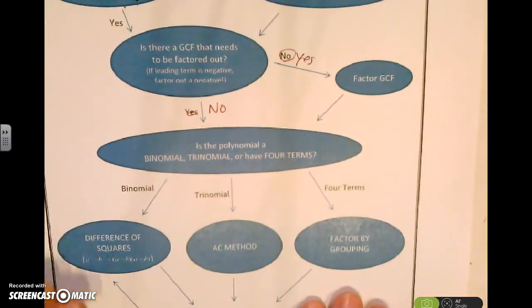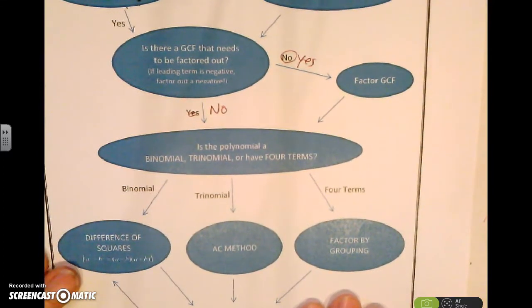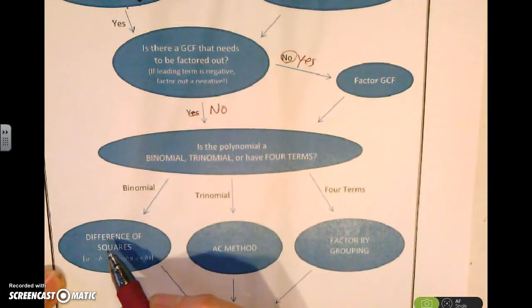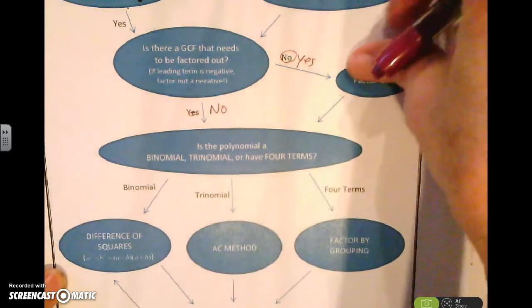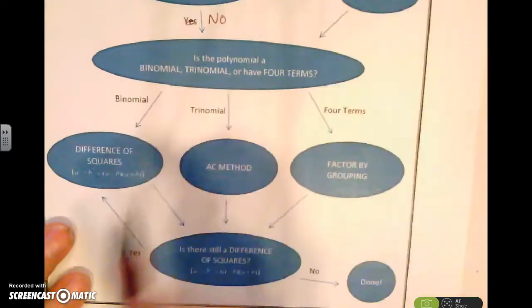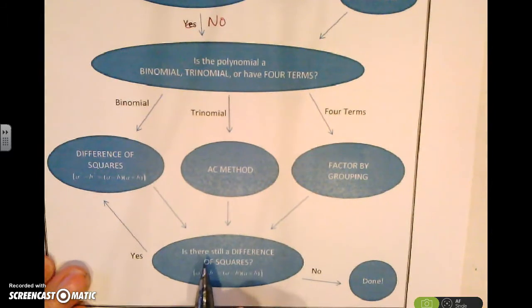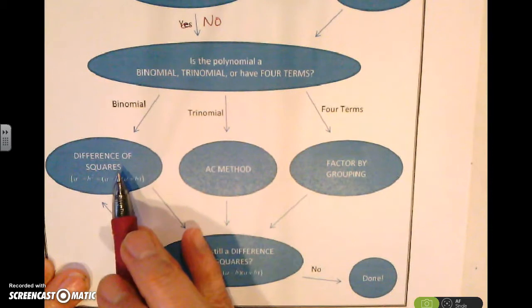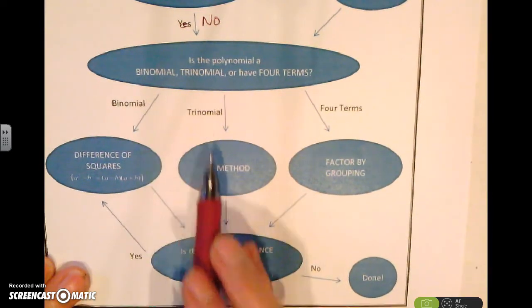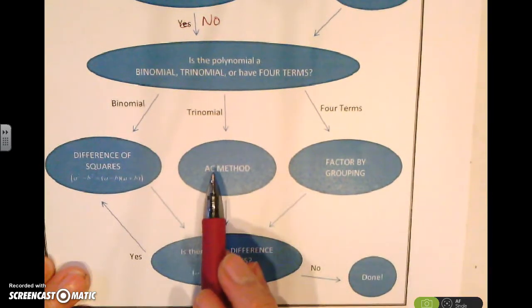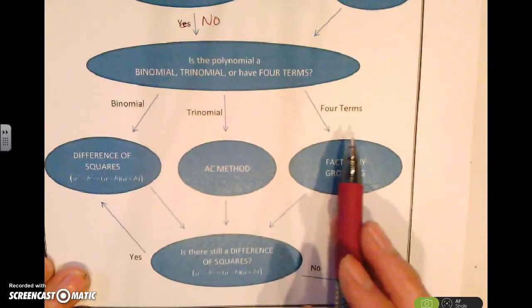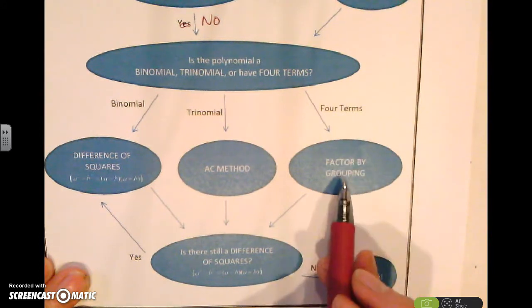So the next thing we'll ask is we're going to count the terms. If there's 2 terms, so it's a binomial, then we're going to ask ourselves, is it the difference of squares? And if it's the difference of squares, yes, then we're going to factor it. And if not, then we're not going to factor it. If it's 3 terms, then we're going to do the AC method, so we're going to give that a try. And if there's 4 terms, then we're going to group 2 and 2, and factor it.